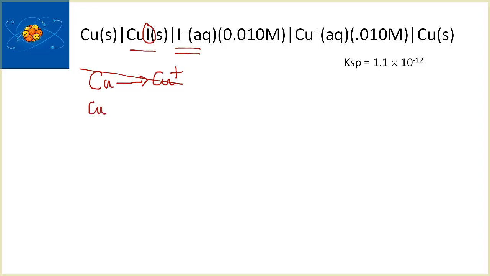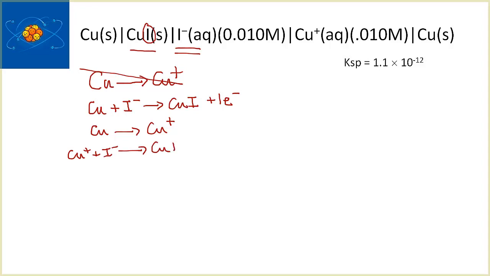You say Cu+ plus I- makes CuI, and then you charge balance it. There's one electron on this side. That is the anode reaction. You can think of it as happening in two steps. That is, you have Cu going to Cu+, and then you have Cu+ plus I- going to make CuI. This top reaction is a redox.